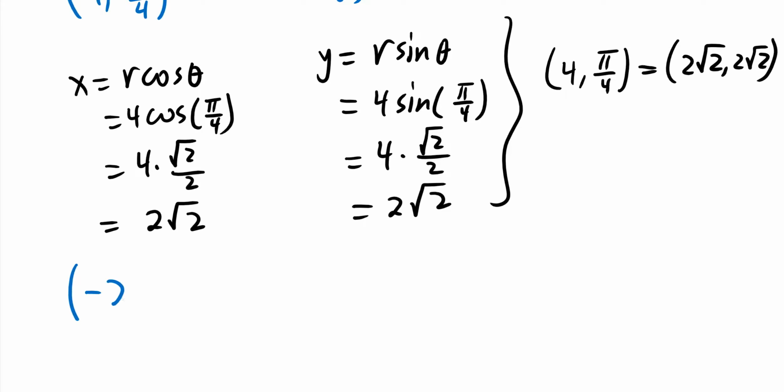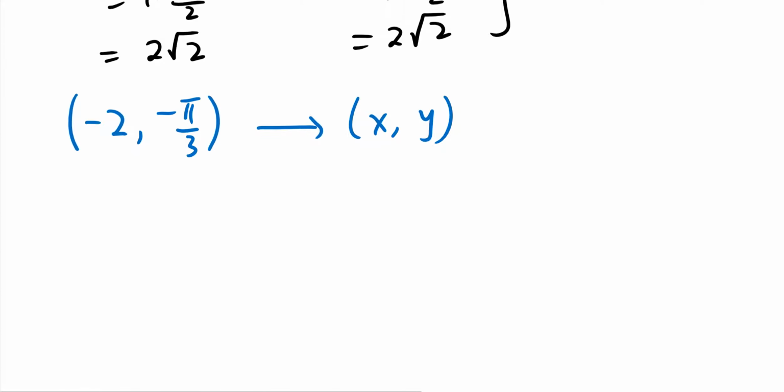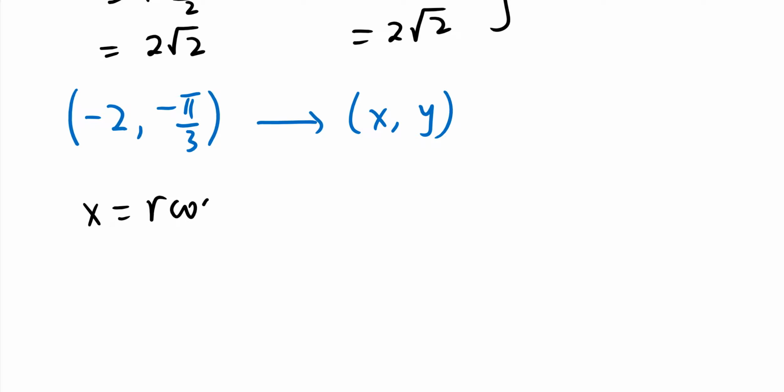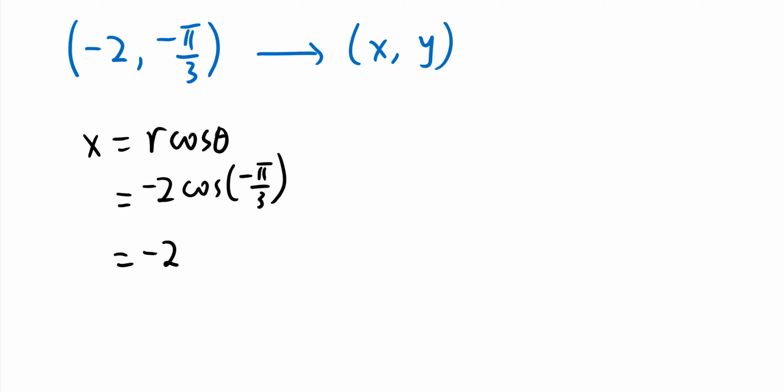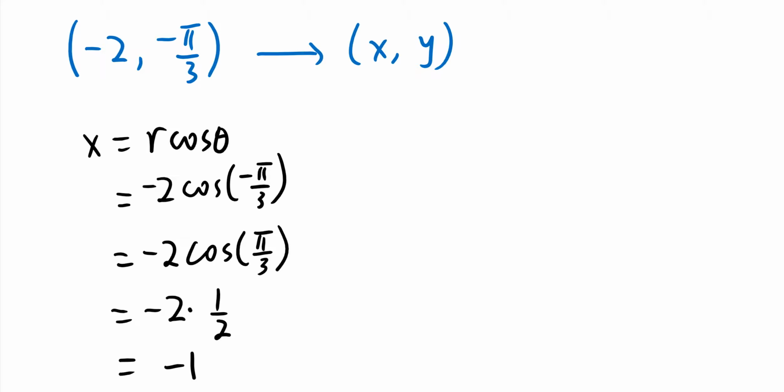If we take another point, -2 comma negative pi over 3, how do we convert that into rectangular x, y? Again, x is r cosine theta. R here is -2, and theta is negative pi over 3. We know from even-odd identities, cosine of negative alpha is simply cosine alpha, so we can drop the negative. Cosine of pi over 3, which is 60 degrees, is 1/2. So that gives us -1.